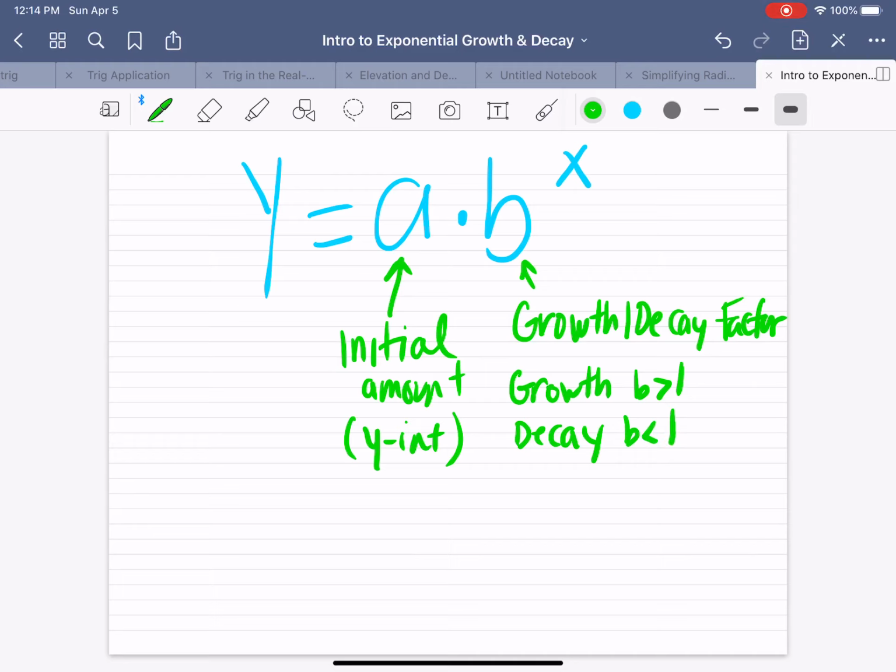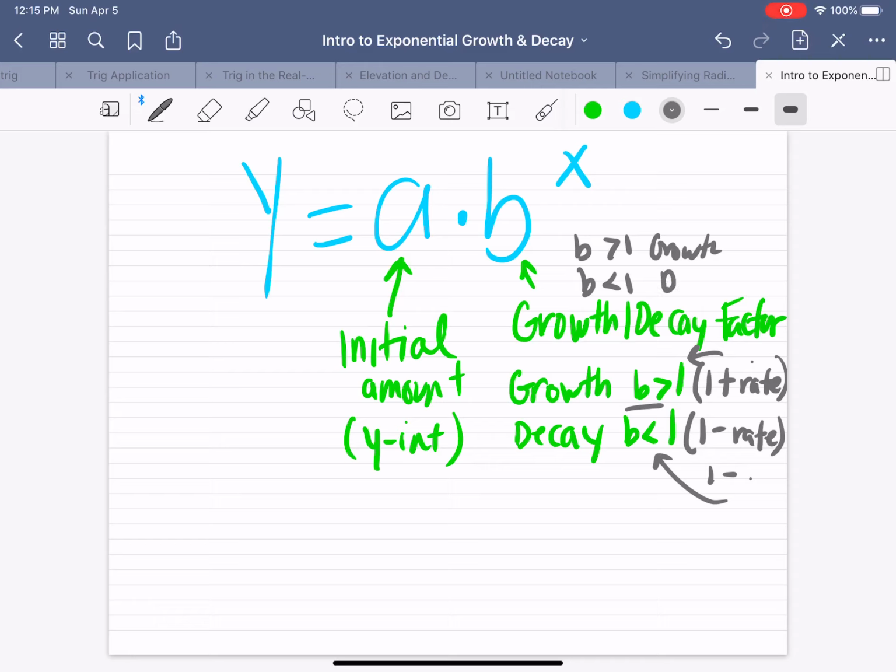So let's go into further detail about this right here. So it'll be growth if the B value is greater than 1, and you get that from doing the following. You take the 1 and you add the rate. So the rate at which the problem is increasing. So of course, if you do 1 plus a decimal, you're going to get a number bigger than 1. And it'll be decay if you do 1 minus the rate expressed as a decimal. And of course, when you do 1 minus a decimal, you're going to get something less than 1. So in review, if the B value is greater than 1, it is growth. If the B value is less than 1, it is decay.